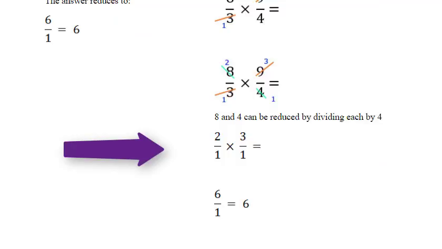And now you can see it's 2 times 3 and 1 times 1, which results in 6 over 1, which results in 6. Reducing makes it a lot easier. So you can keep this in mind the next time you do multiplication with fractions.